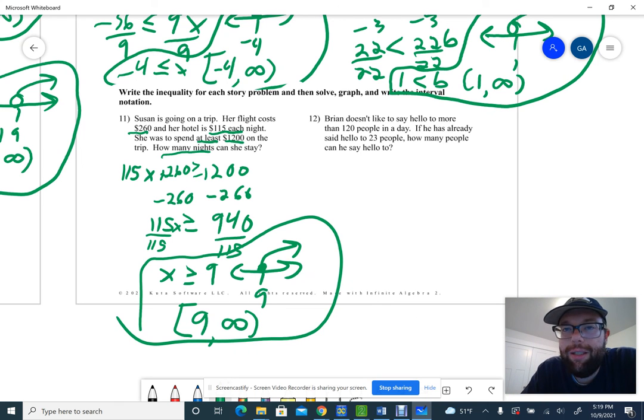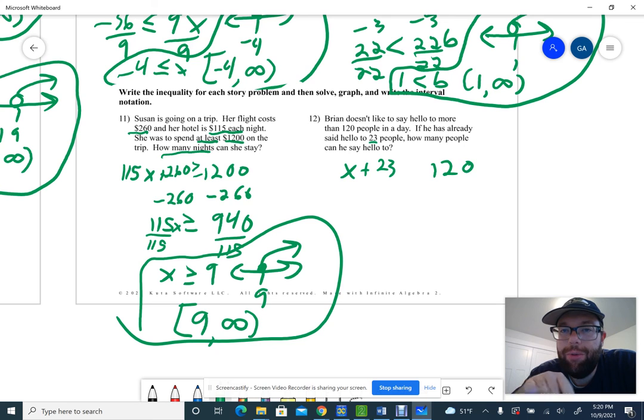Okay, Brian doesn't like to say hello to more than 120 people a day. He has already said hello to 23 people. How many people can he say hello to? So 120 is the max that he wants to say hello to. This is how many people he wants or can say hello to, right? Plus, he's already said hello to 23 people.